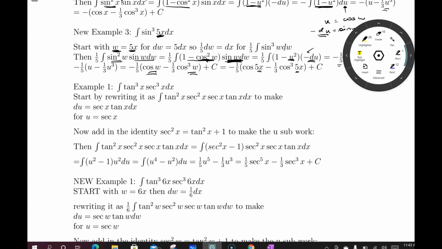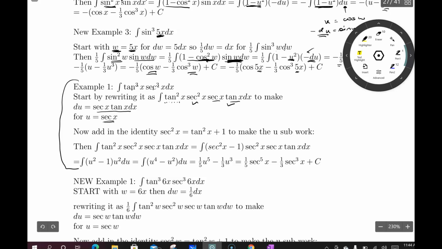All right, so this one here is the old example, tan secant combo. So they're both to odd powers. So I peeled off a secant and a tangent to make the good du of secant tangent, and my u was secant. So I want everything in terms of secants. That'll be good.